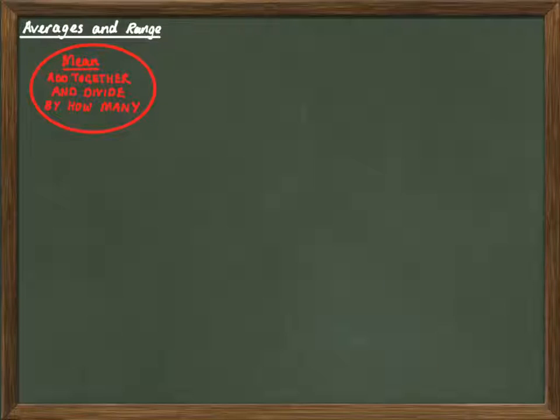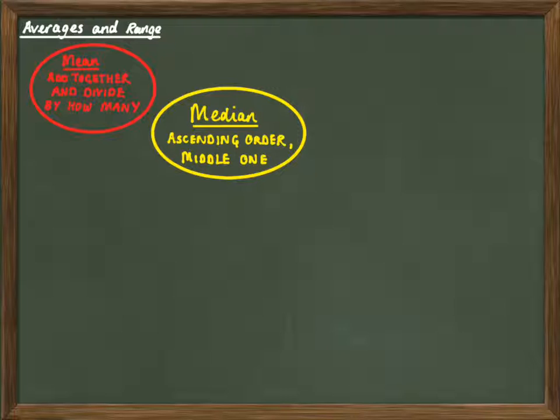Okay, so you add up all the values that are in the list using your calculator. You press equals, and then you divide them by how many there actually are, and you should get your answer for the mean. Next one is the median. First thing here, you have to put them in ascending order. That means from smallest to largest. Okay, so you reorder them, smallest to largest, and it's the one in the middle.